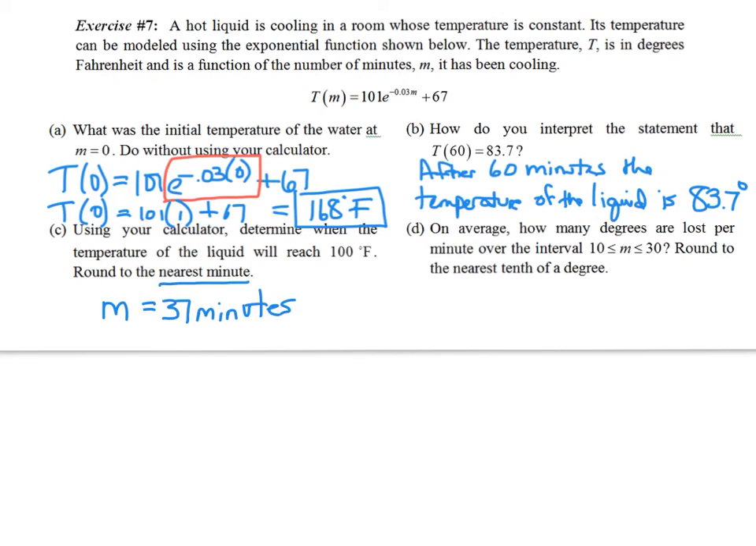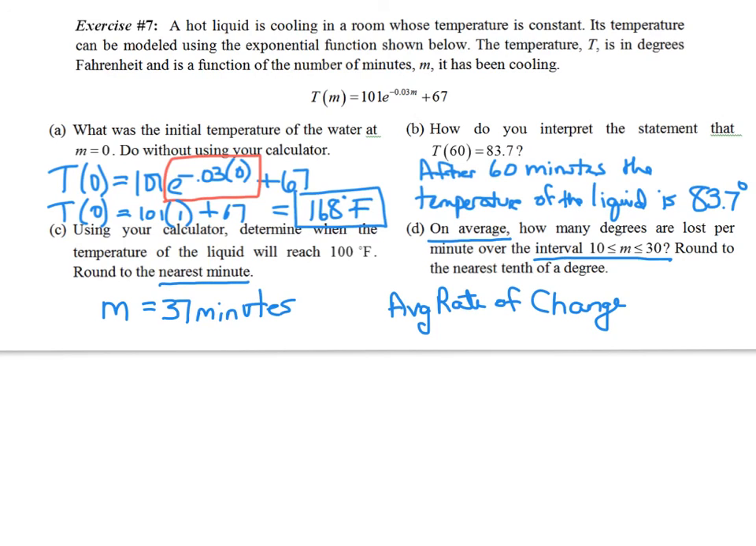For the last part, on average, how many degrees are lost per minute over the interval from 10 to 30? So I hope you notice some important words in this question. On average. And then we're talking about a time interval from 10 to 30. I hope this makes you think of the average rate of change. So average rate of change is going to continue to come up throughout this course. This time we're applying average rate of change to an exponential function.